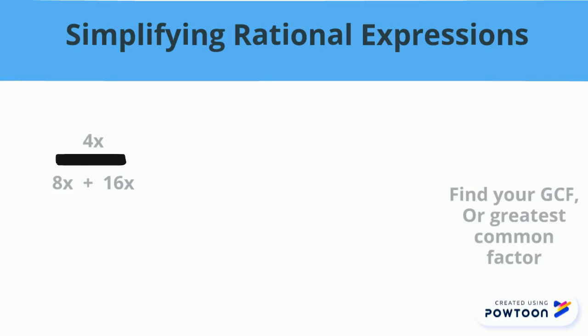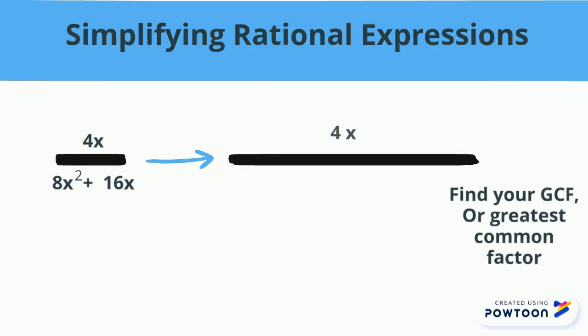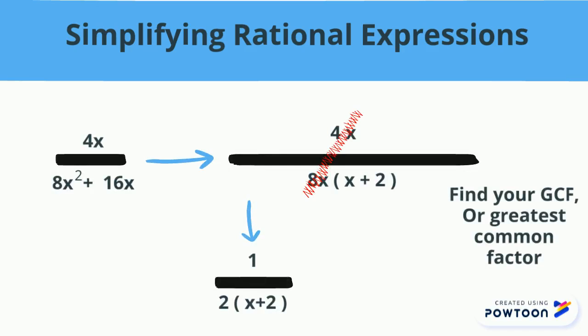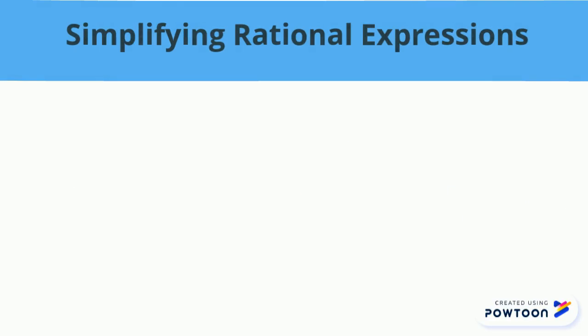Simplifying rational expressions with binomials. If you are allowed, take the binomial and find your greatest common factor. Then take the multiplied number and simplify. In this equation, you would be left with 1 over 2 parentheses x plus 2.